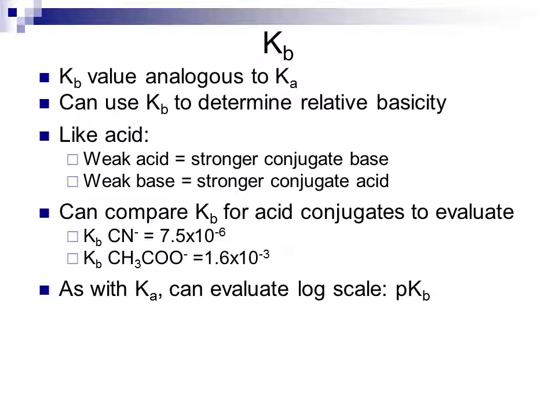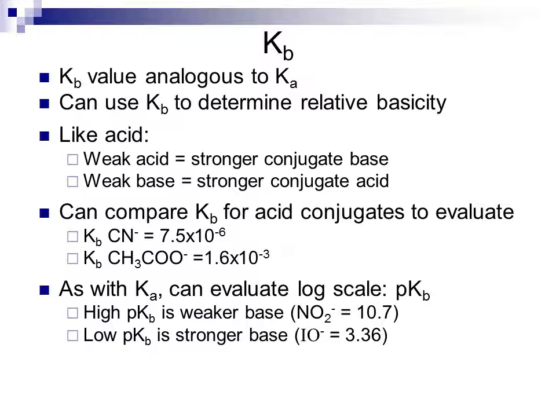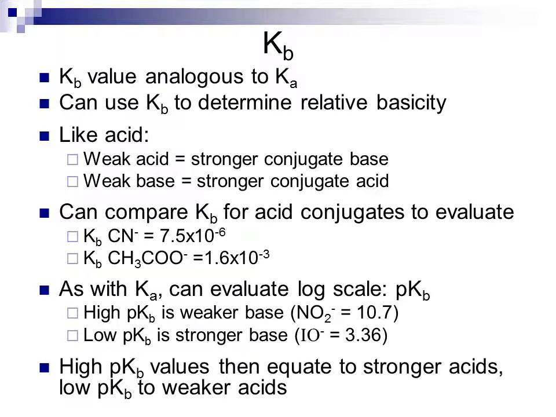Just like with Ka, we can evaluate in terms of a log scale, or a pKb. A high pKb is a weaker base, something like NO2 minus, nitrite, has a pKb of 10.7. A lower pKb is a stronger base, something like IO minus with 3.36 as a pKb. So the stronger the base, the weaker the acid. Something with a relatively weak base, pKb of 10.7, is going to be a stronger acid than something with a relatively strong base with a pKb of 3.36. High pKb values then equate to stronger acids, low pKb values to weaker acids.